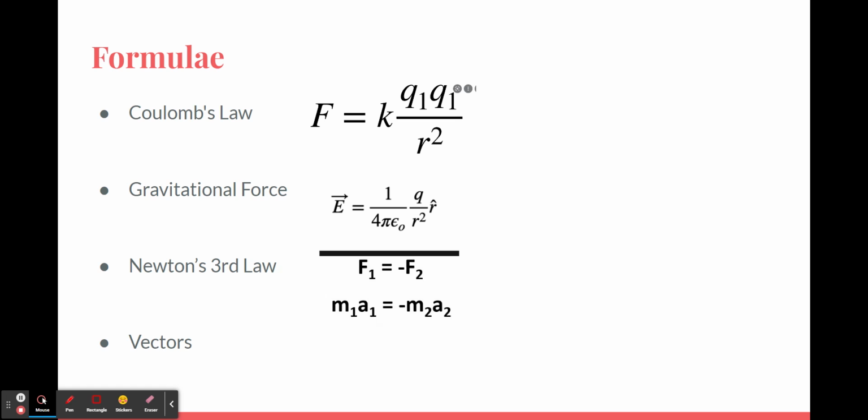As you can see, this slide shows the four topics listed before with their individual formulas: Coulomb's law, gravitational force, and Newton's third law. These will be used later in the code in the experiment to calculate key values.